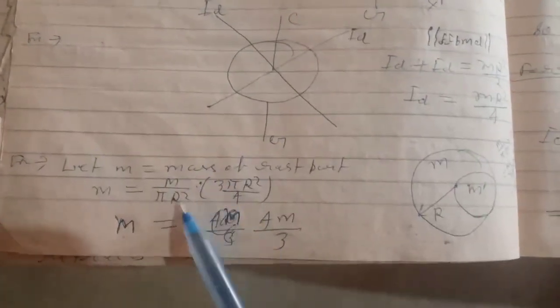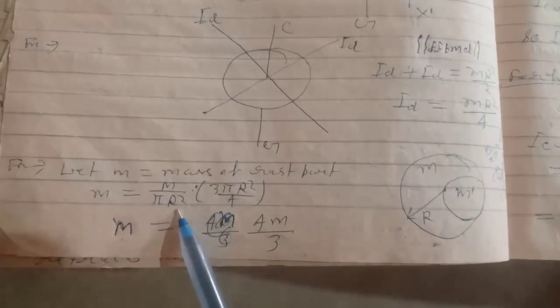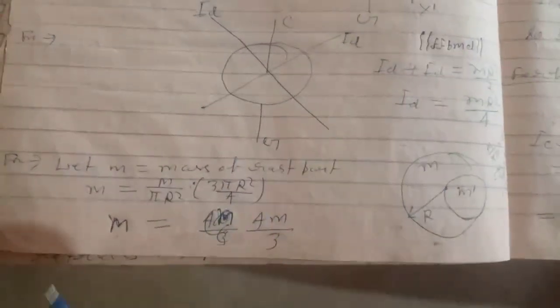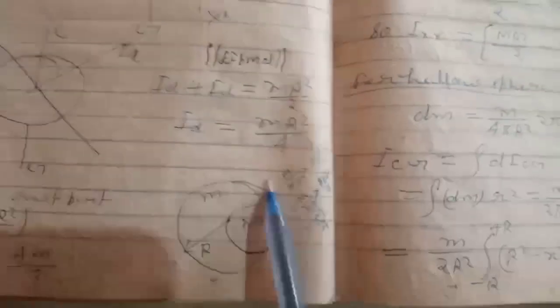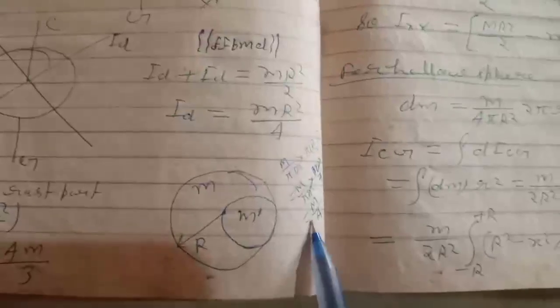That m is the mass of the rest part. Then m equals m by pi r square into 3 by 4 pi r square, because the area of the rest part is 3 by 4 pi r square. So m equals 4m by 3, and m dash will be equal to m by pi r square into pi (r by 2) whole square, equals m by 4.